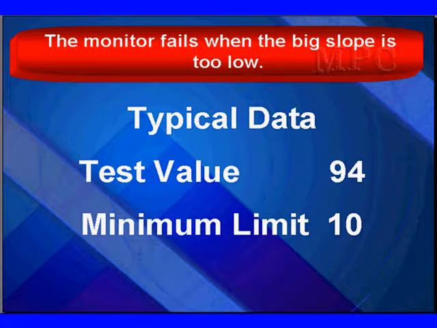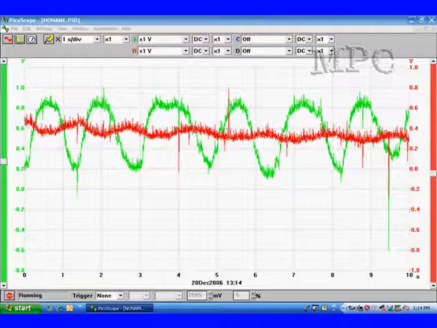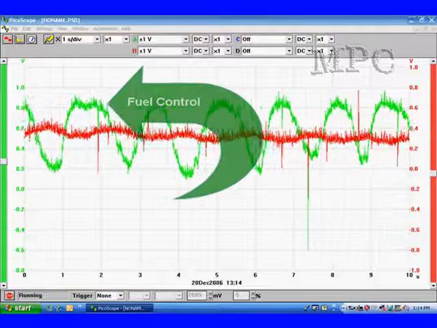But this is not something you can measure with a voltmeter. In fact, we can't measure millivolts per millisecond with anything. But we can measure the sensor's response time with a lab scope and see what's normal and what's slow, and that's what we're going to be doing in order to verify the information here. We're going to take a couple of minutes to look at some scope patterns.